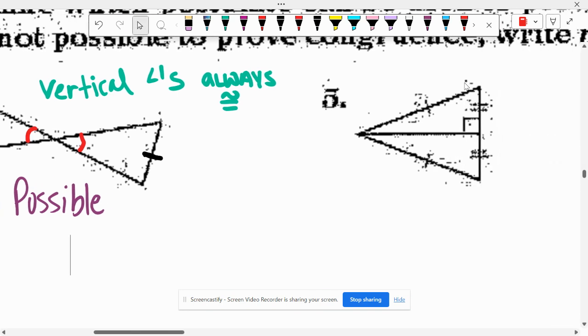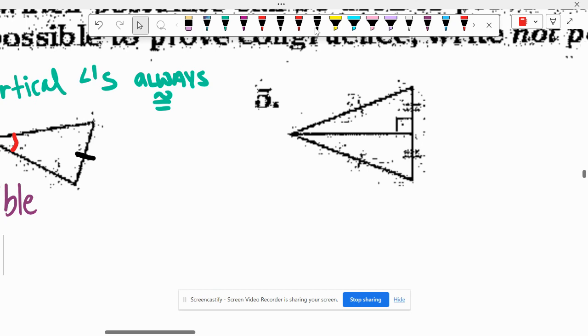Let's look at example number 5. So example number 5, you have a side congruent to a side. You have another side congruent to another side. And you have this right angle right here. So what method, or what postulate, would you use to say that those two triangles are congruent? Side, angle, side.